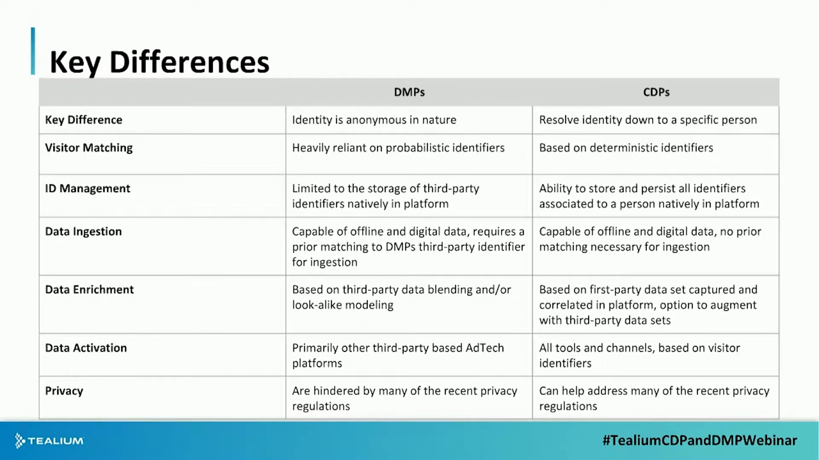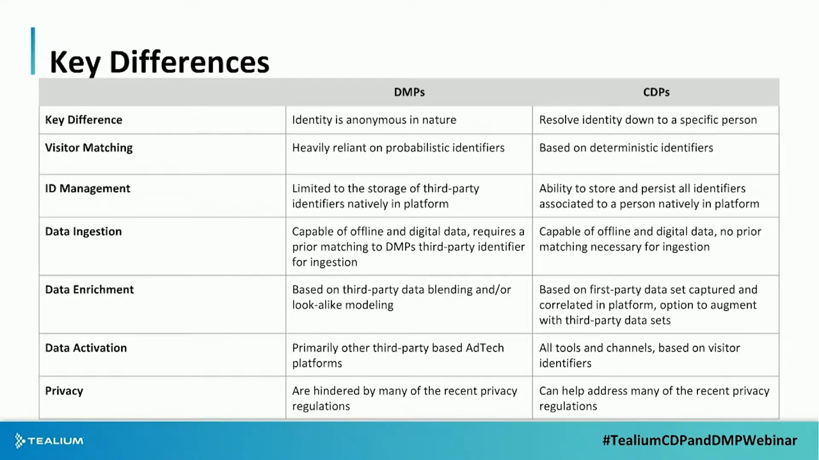Sure. Yeah, and the key difference, and this has been said numerous times, is really that identity is anonymous in nature because the third-party identifiers that the DMP stored are anonymous. Right, which is contradictory to a CDP, which mainly uses known identifiers. So I do want to be clear that a CDP can and typically will do anonymous tracking, and they'll just hold a visitor profile of that visitor until they make themselves known. And once they make themselves known, that's where the power of the CDP can come into play.